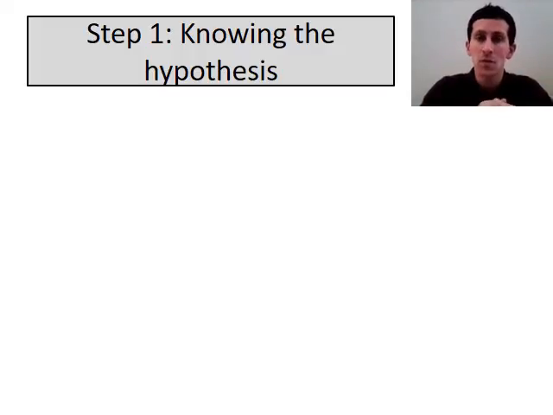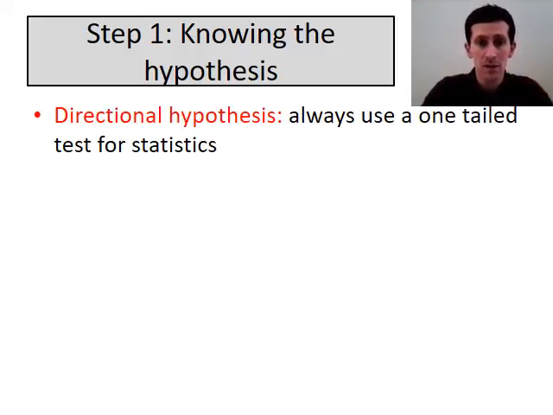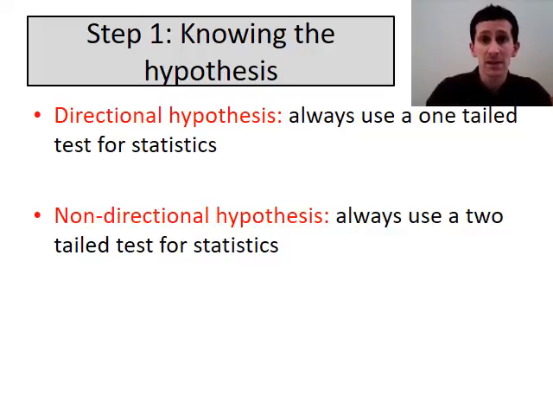The first one you've got to know is knowing the hypothesis. And this is really important. And you'll get to see why when we look at some of the tables. But if a directional hypothesis is being used, we always use something known as a one-tailed test for statistics. And if a non-directional hypothesis has been used, or you've been asked to write a non-directional hypothesis, then we always use a two-tailed test. So directional, one-tailed, non-directional, two-tailed.